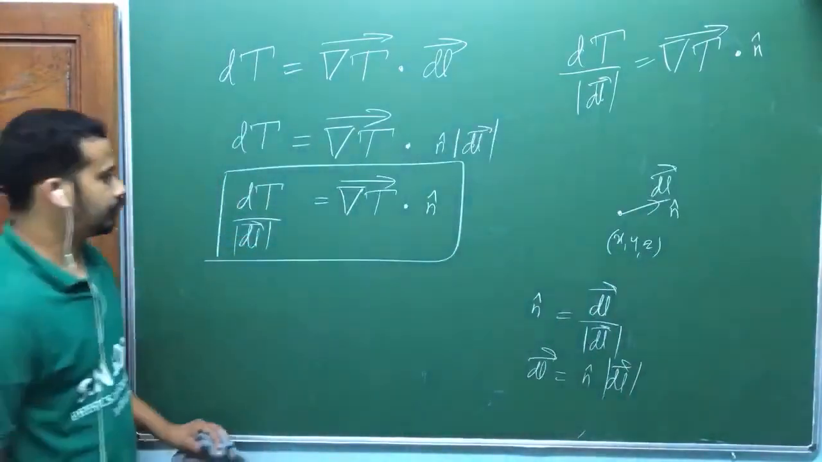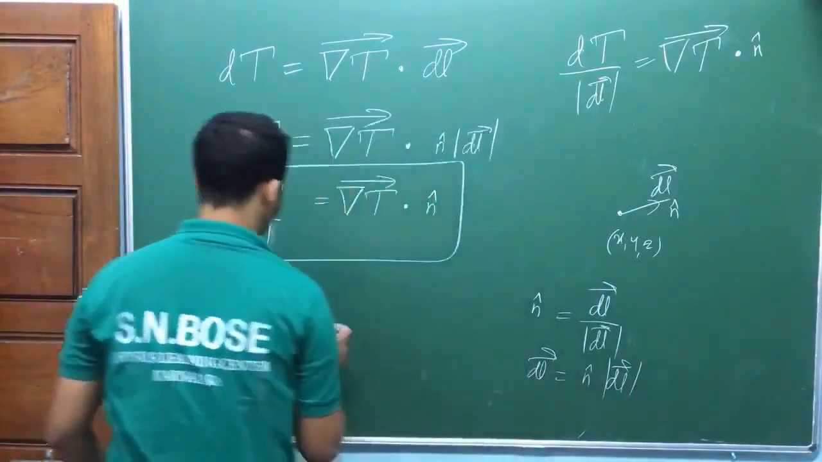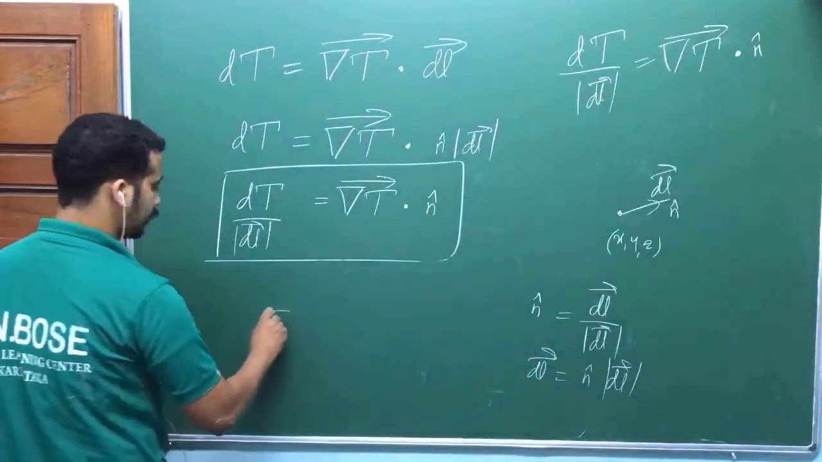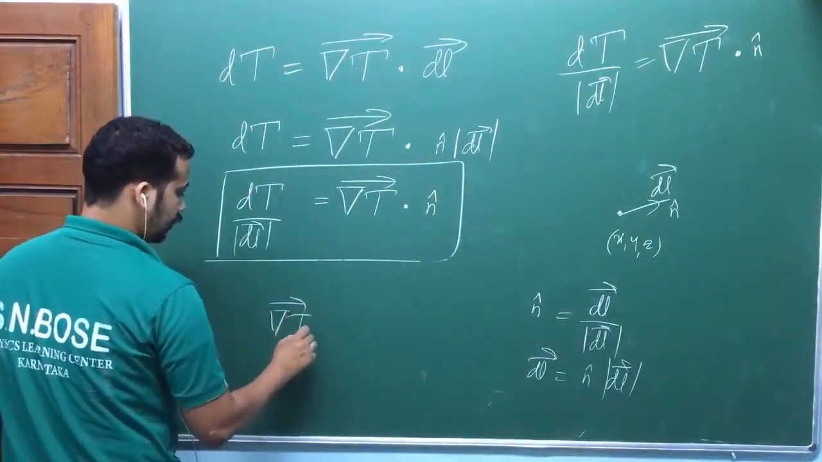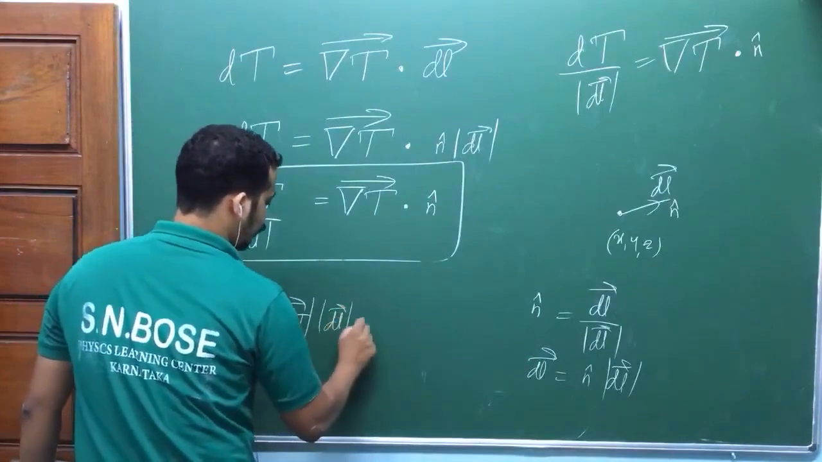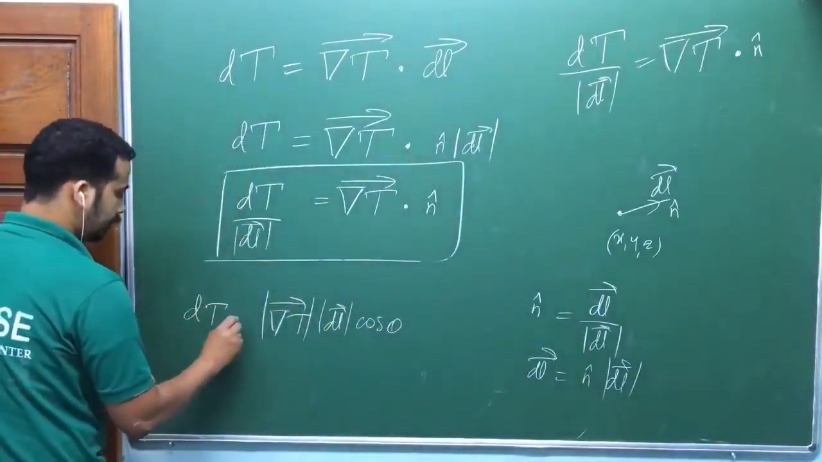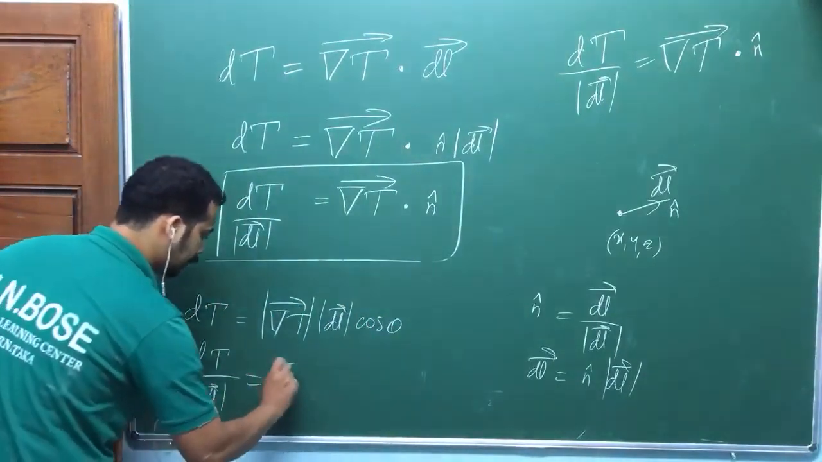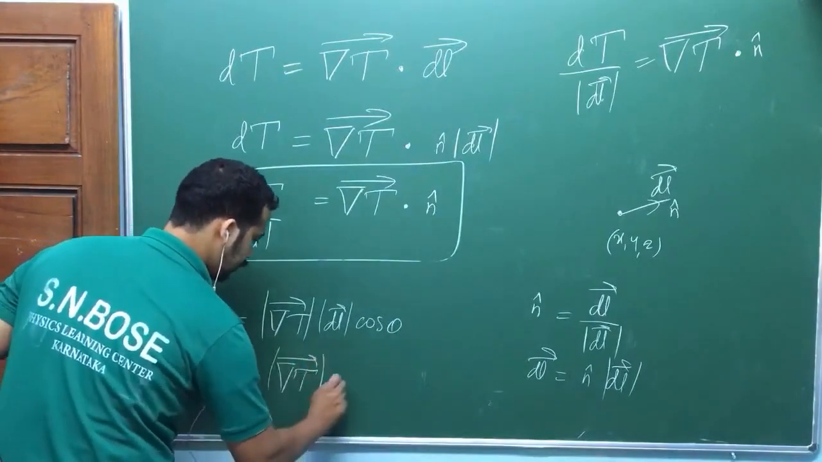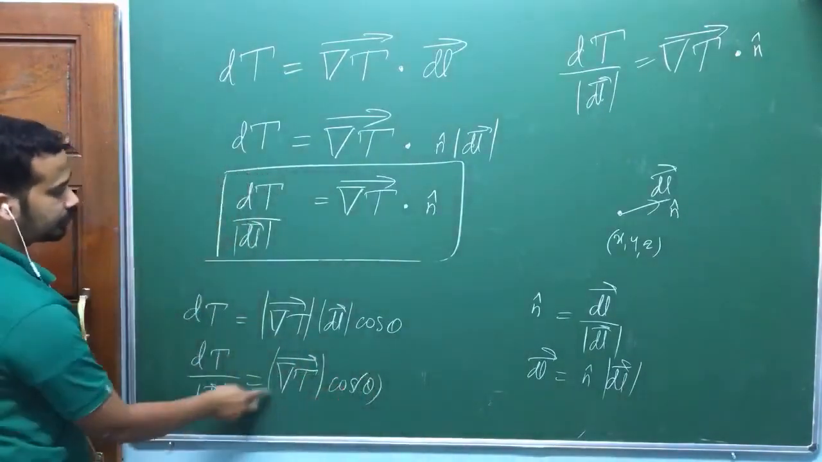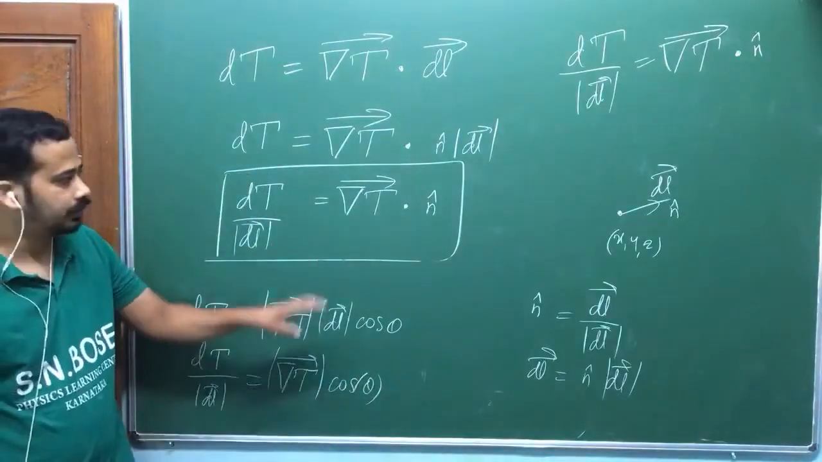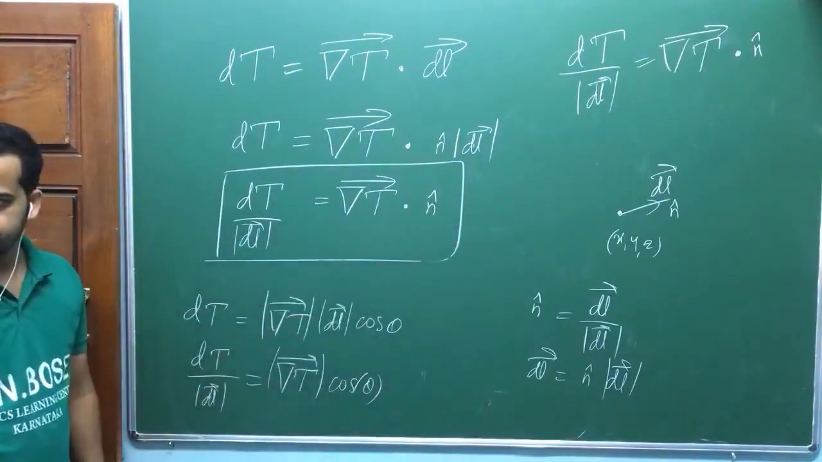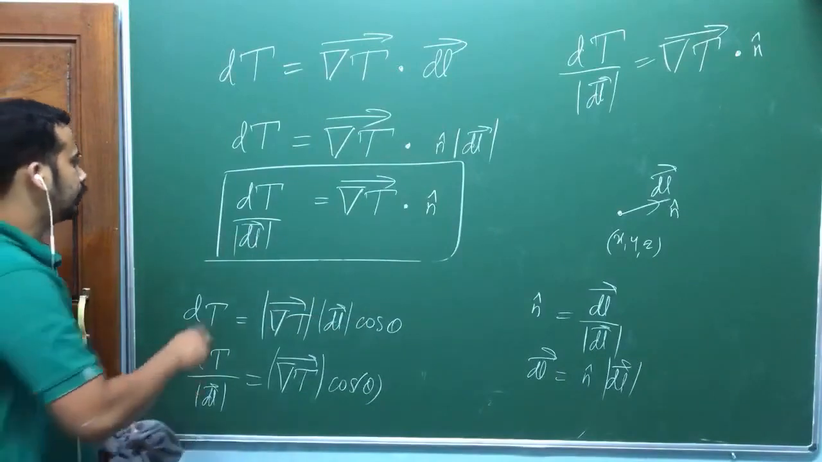You can also write it another way. Suppose you know the angle. You can write dT as del T into dl vector into cos theta, and then dT divided by mod dl is mod del T into cos theta. So these two are the same: the mod of the gradient into the cosine of the angle between them. We call this the directional derivative.